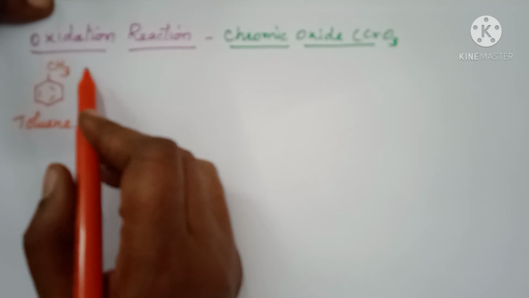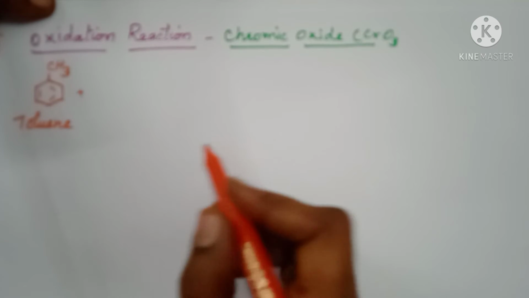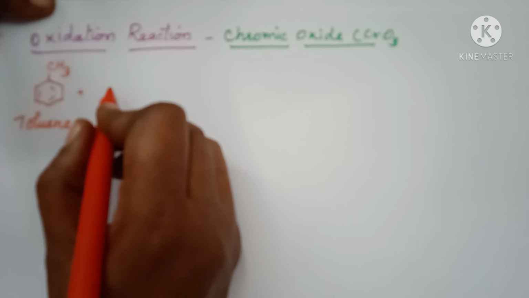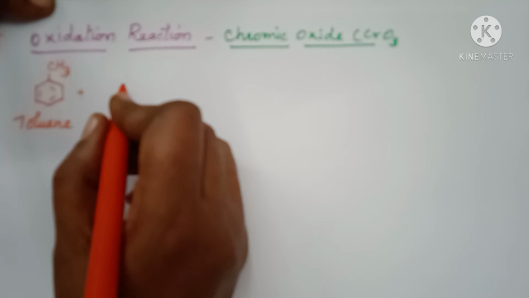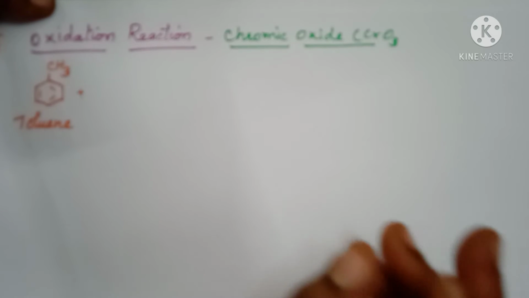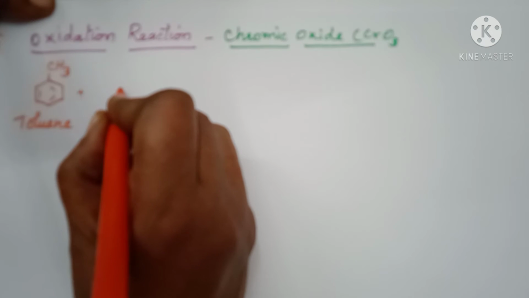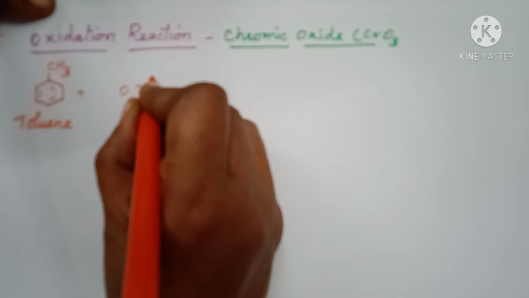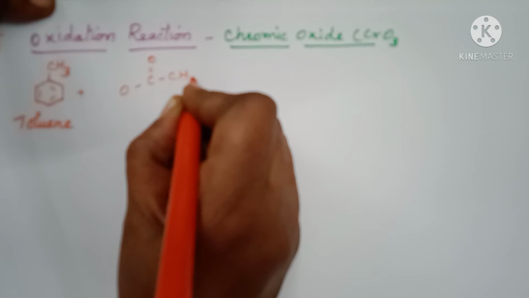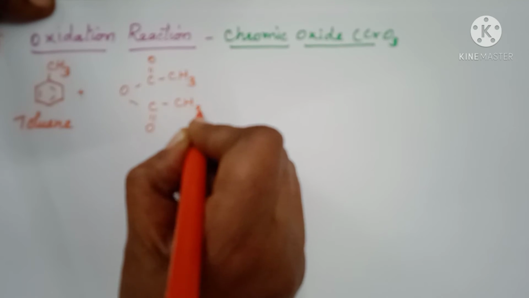Okay, now this is the second method. What we are going to receive in this method also is benzaldehyde. Here also the reactant is toluene, reacted with acetic anhydride. Acetic anhydride is formed by removing the water molecules from 2 molecules of acetic acid. So here actually O, CO, CH3. Here also C double bond O, CH3, acetic anhydride.